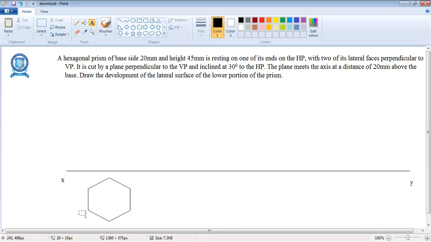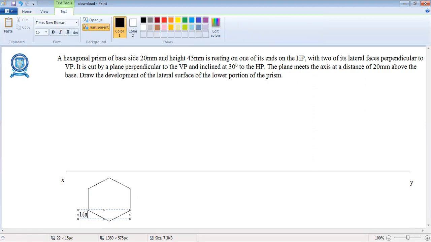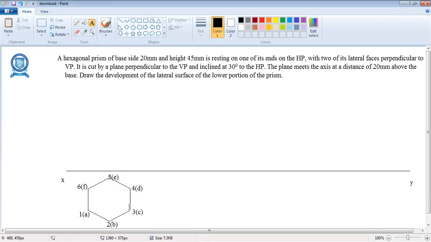Mark the points 1A, 2B, 3C, 4D, 5E, 6F. The top face of the hexagon is 1, 2, 3, 4, 5, 6, and the bottom face is A, B, C, D, E, F. In top view, we can see only the top portion of the hexagon. The bottom portion is invisible, so we put it in bracket.